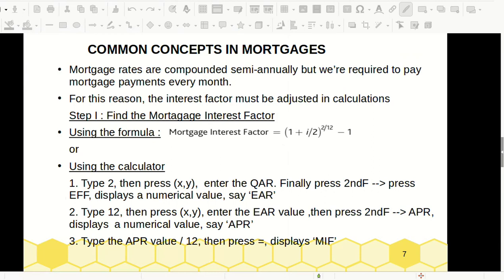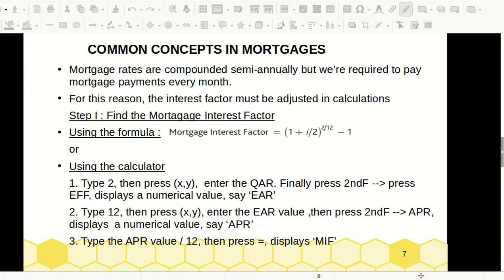So take the calculator, first type 2 because the frequency of compounding is semi-annual. Therefore, C/Y equals 2. Then press the XY button. Now enter the stated nominal rate or the QAR value. Finally, press second F and then press the EFF button. Now a numerical value is displayed, which is your EAR, the effective annual rate.